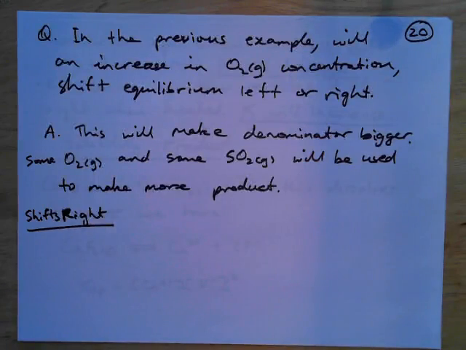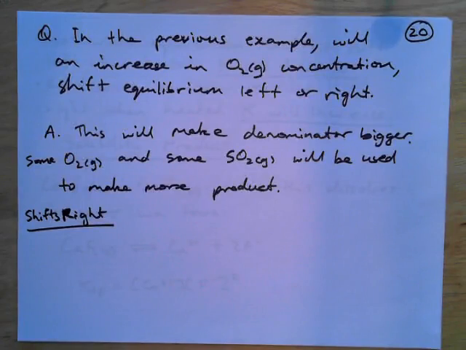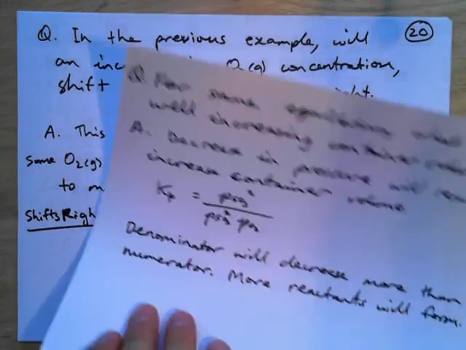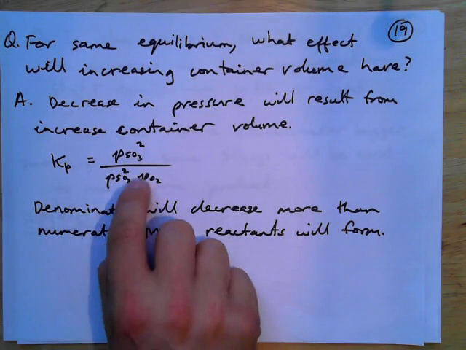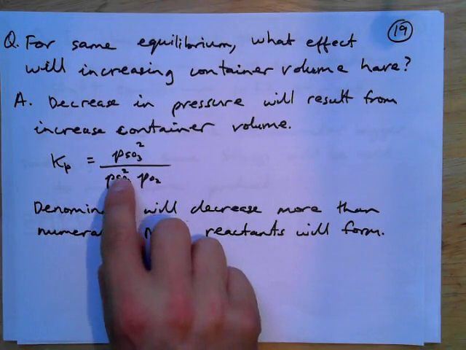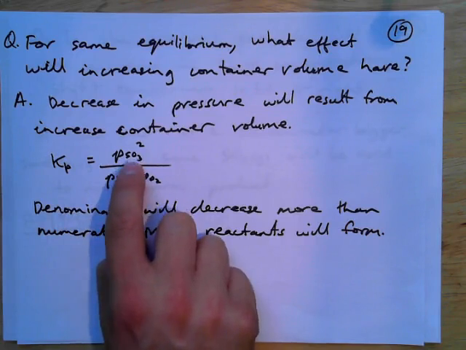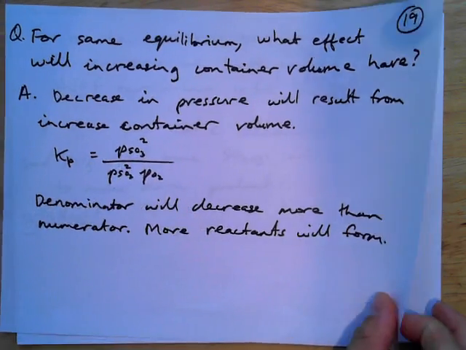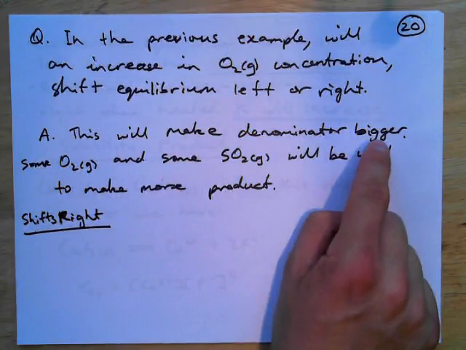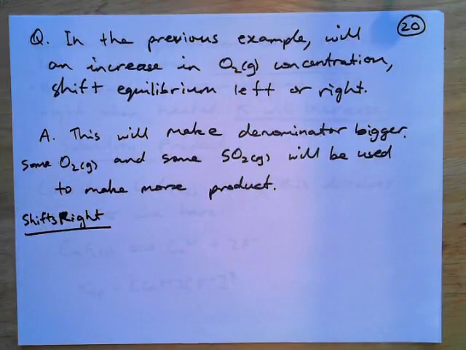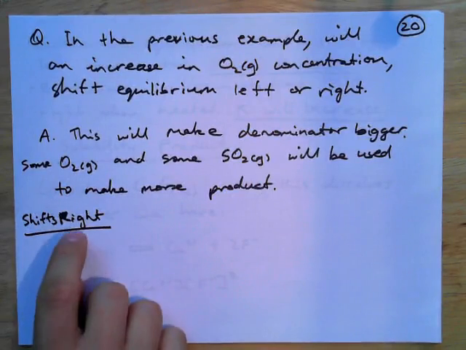Okay. In the previous example, will an increase in O2 concentration shift equilibrium left or right? If you start making the O2 bigger, this number gets bigger. This makes the denominator bigger than what it should be. So the only way it can maintain the constant value is if it starts reacting these things to use some of them up and make more SO3. So it would shift to the right. This will make the denominator bigger. Some O2 and some SO2 will be used to make more product. So it shifts right.